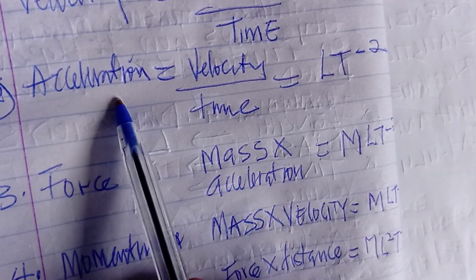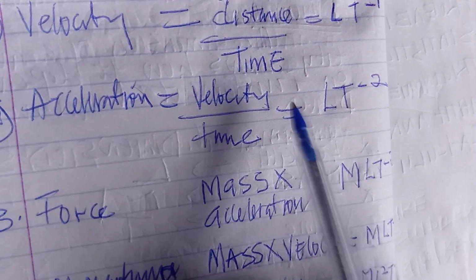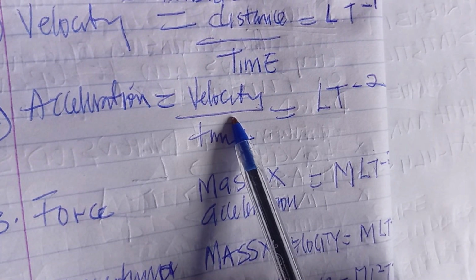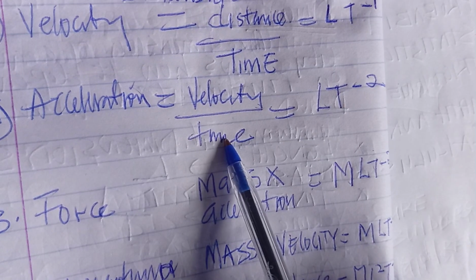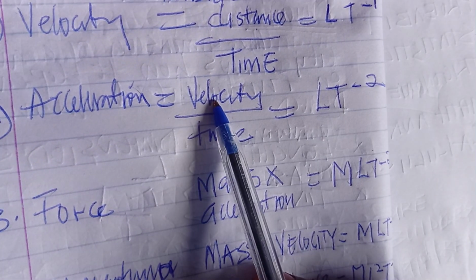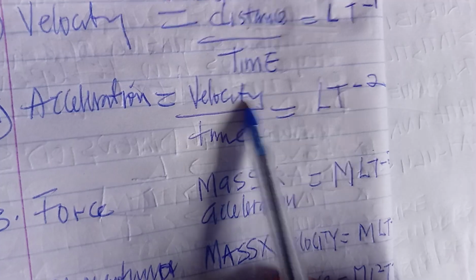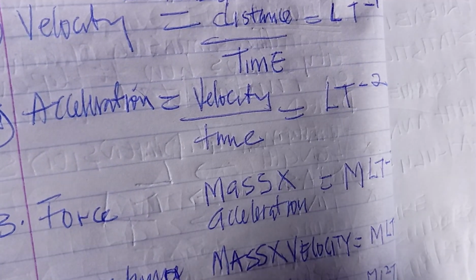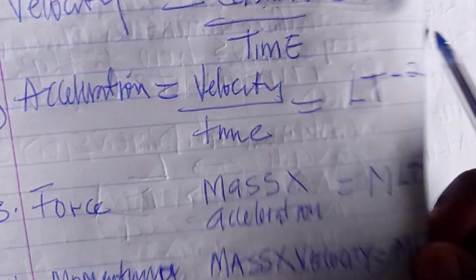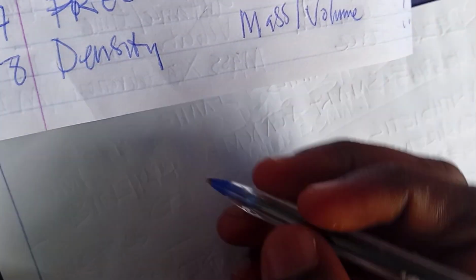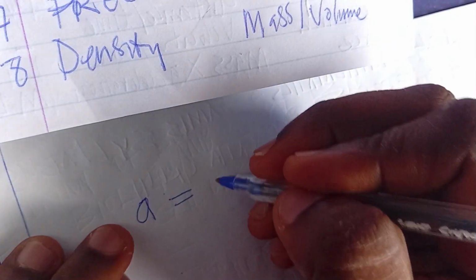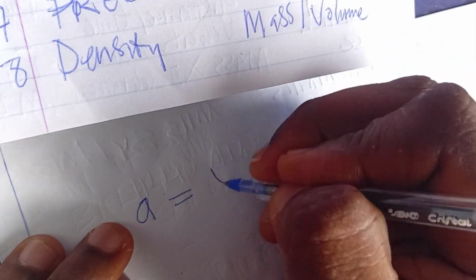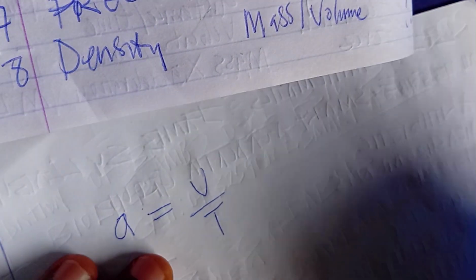For acceleration, remember I told you that acceleration is velocity over time, right? Good. Now, for acceleration you already have velocity, let me work it out for you. Let me bring out something. Acceleration, A equal to V over T, right? Good.